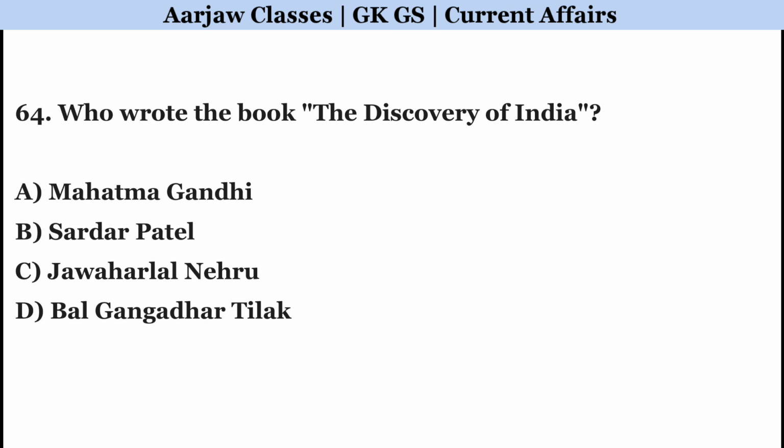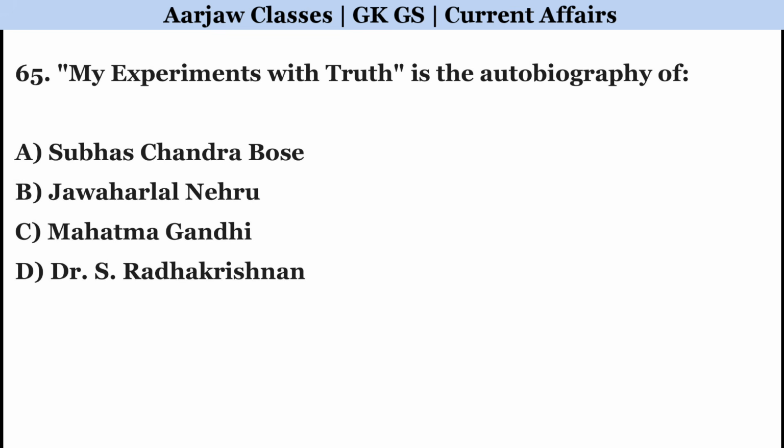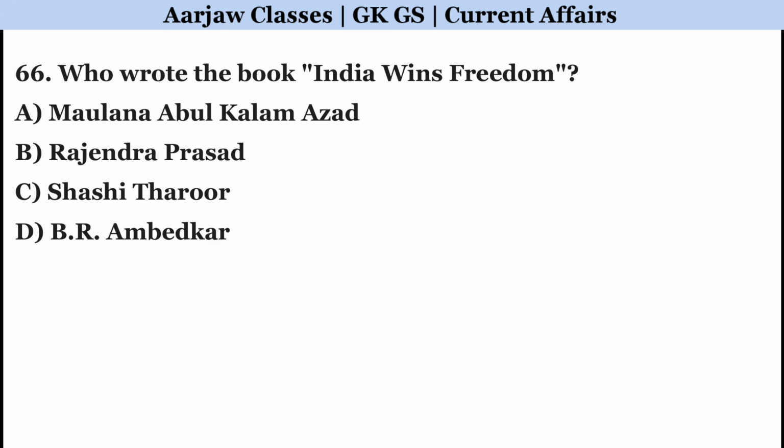Who wrote the book The Discovery of India? Correct option is C. Jawaharlal Nehru. My Experiments with Truth is the autobiography of. Correct option is C. Mahatma Gandhi. Who wrote the book India Wins Freedom? Correct option is A. Maulana Abul Kalam Azad.